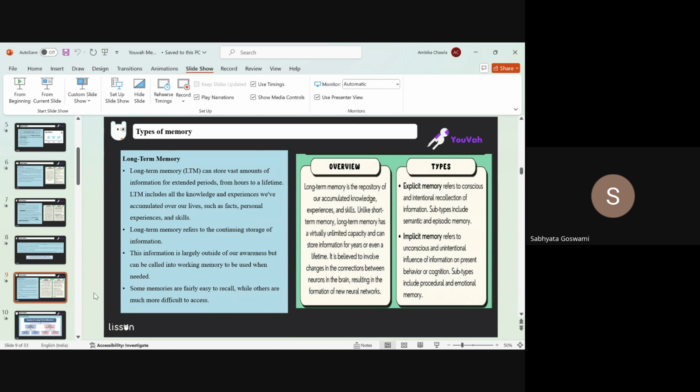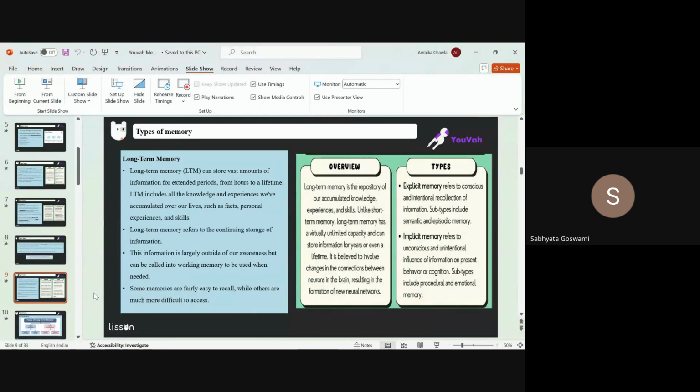Yeah. The next type of memory is long term memory, which is the type of memory where information is stored for extended periods of time, ranging from hours to a lifetime. And just like short term memory was primarily acoustic, long term memory is mainly semantic, which means it has information which generally has a lot more meaning, a lot more depth, right? And it includes all of our knowledge and experiences that we've had throughout our life, our facts, personal experiences, and our skills, right?